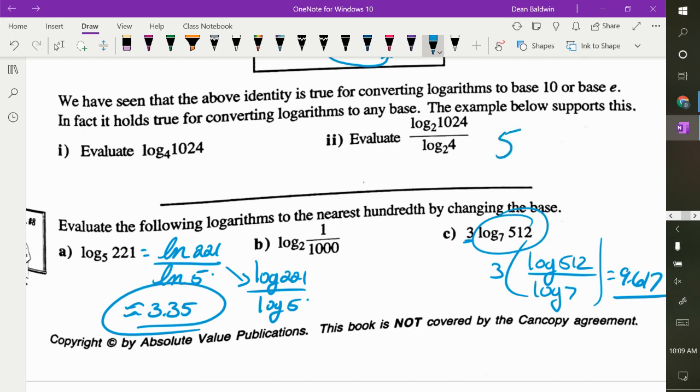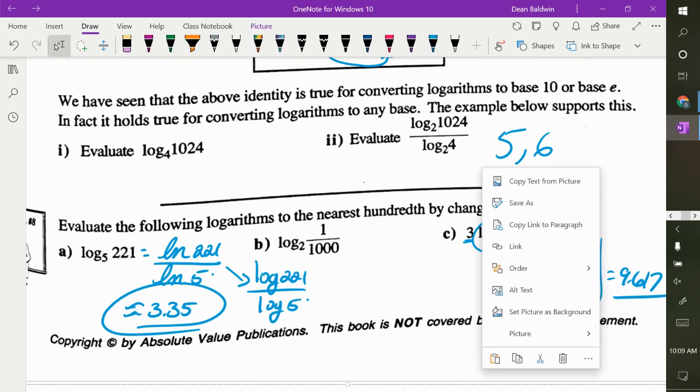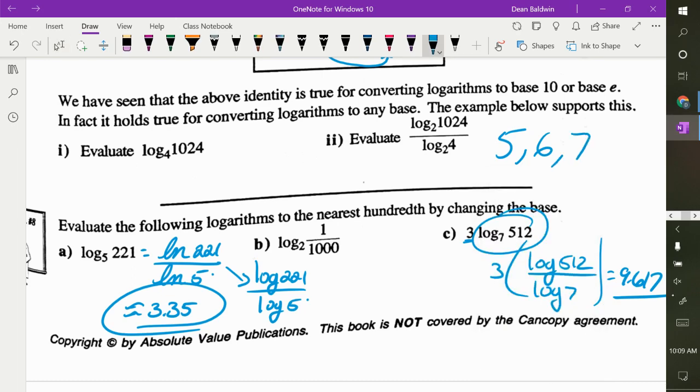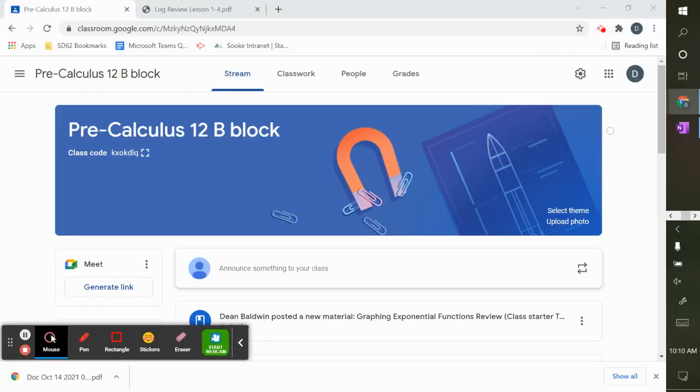Here's what you're doing: 5, 6, 7, 11, please. That'll take us up to the end of class.